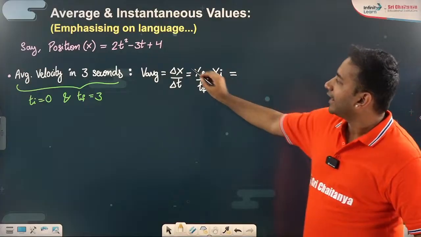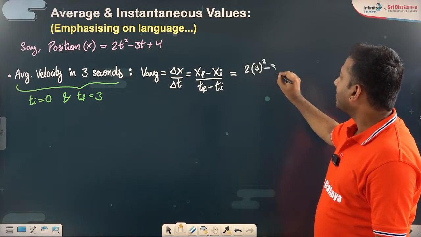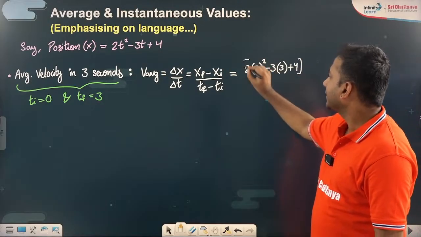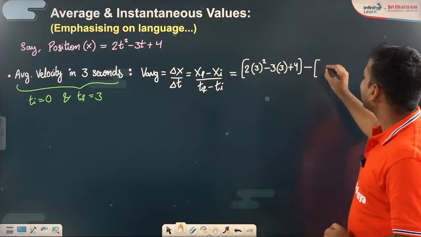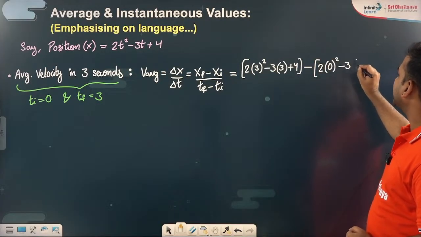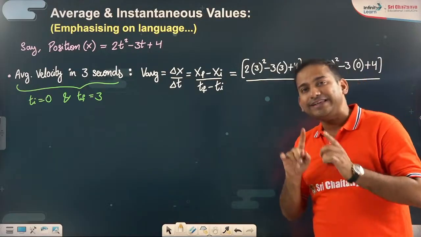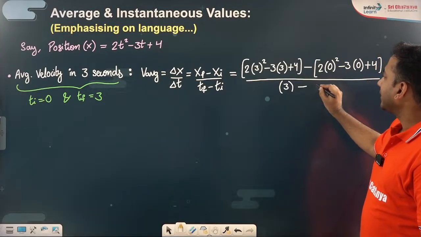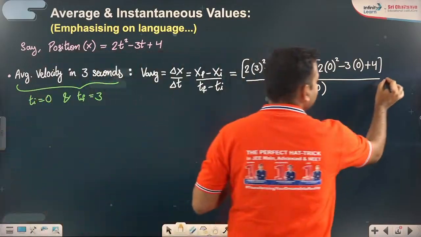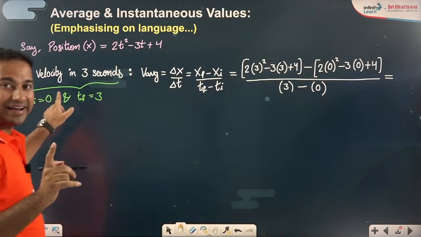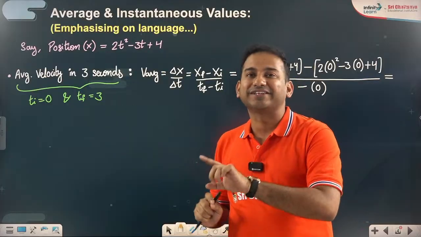Let us substitute the values. For x final, we substitute t equal to 3 in the expression: 2 into 3 square minus 3 into 3 plus 4. Similarly, minus, for x initial we substitute t initial: 2 into 0 square minus 3 into 0 plus 4. In the denominator, t final, which is 3, minus t initial, which is 0. I hope you understood; further calculation is easy. My purpose is to tell you that average value is defined for a duration, and average values are always calculated by substitution if the expression is given.